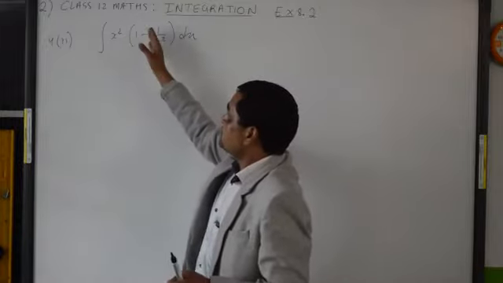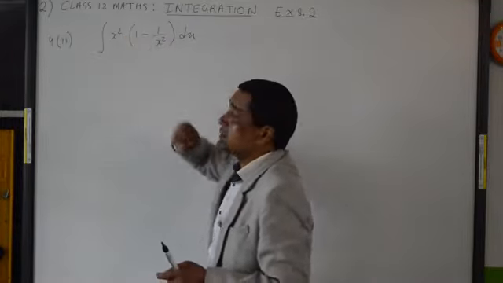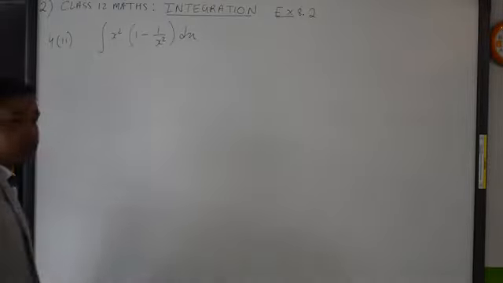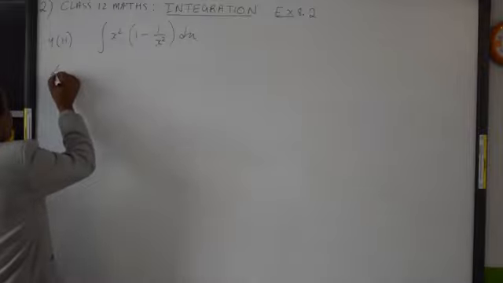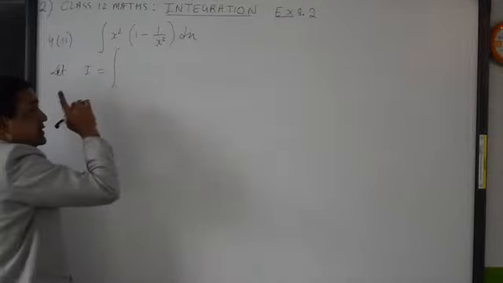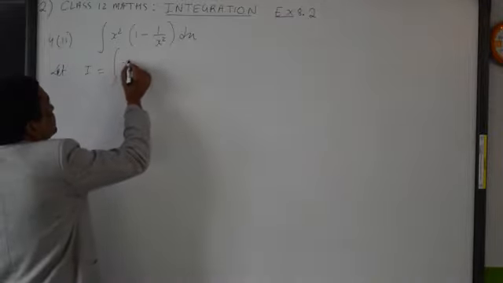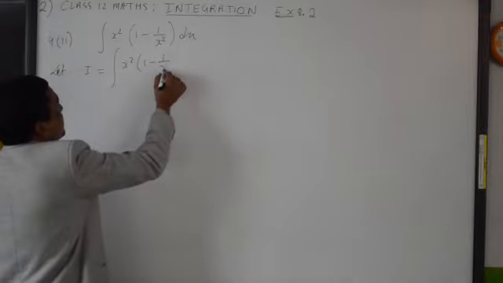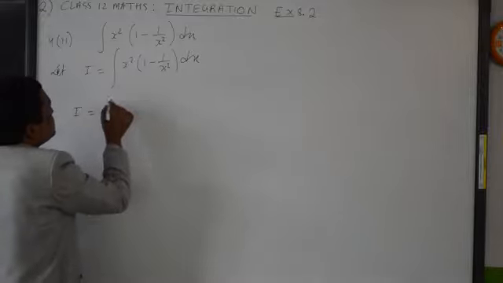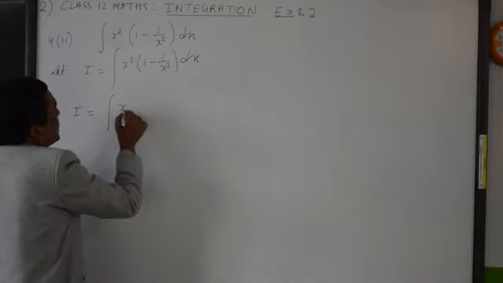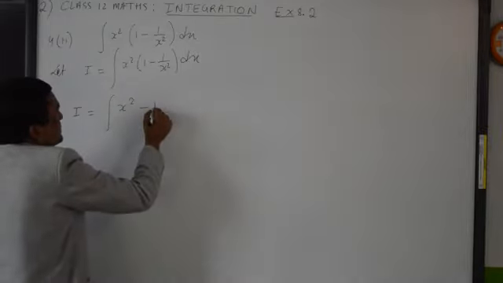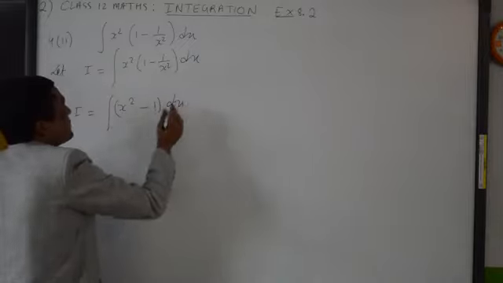To make this expression into simple form, just take this x square and multiply these terms, and open the bracket. I'll explain by solving this question. Always consider I equals to this integral, because I stands for integration. I equals integration of x square (1 minus 1 upon x square) dx. Then I equals x square, then x square minus x square by x square gets cancelled, now it's 1. Now this is converted into simple form.